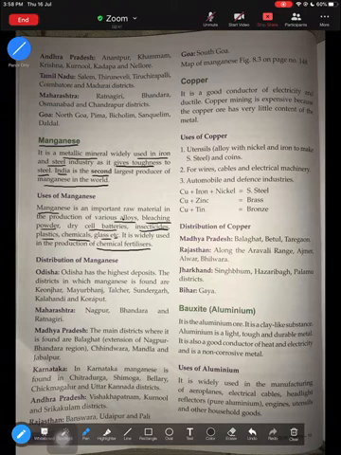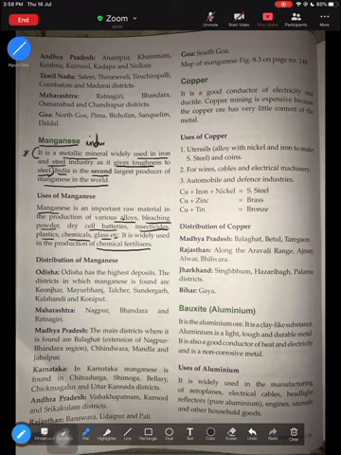In the examination, you might be asked to give industrial uses of manganese. One industrial use is that manganese is widely used in the iron and steel industry as it gives toughness to the steel. So this is one important industrial use of manganese, giving toughness. It helps in the manufacturing of steel as it makes it tough, hard, and rust free. So that is one industrial use of manganese.